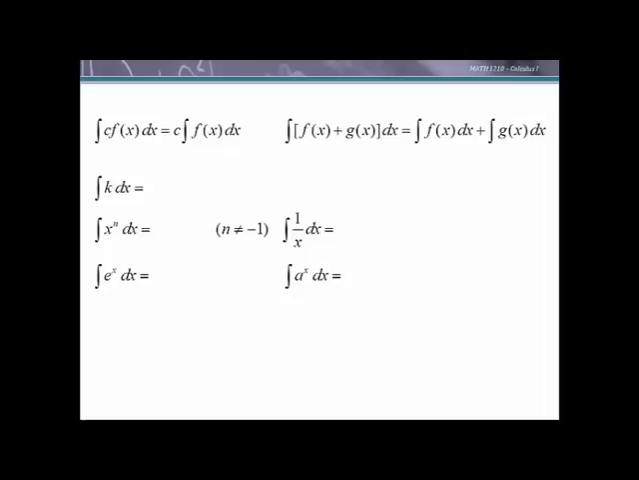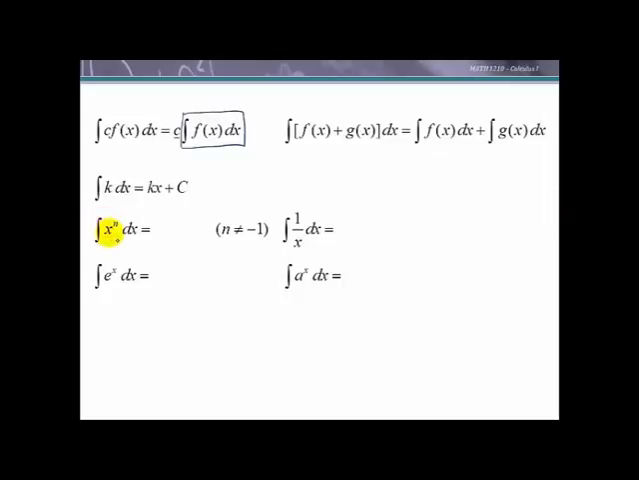Let's look at the properties of indefinite integrals. So if we have a constant, we can move it out in front and we can go ahead and integrate the function and then multiply the constant. If we have the integral of a sum, that equals the sum of the two integrals. And so let's see if we can compute some various indefinite integrals. If we want to integrate k, we know that's going to be kx plus our constant of integration.